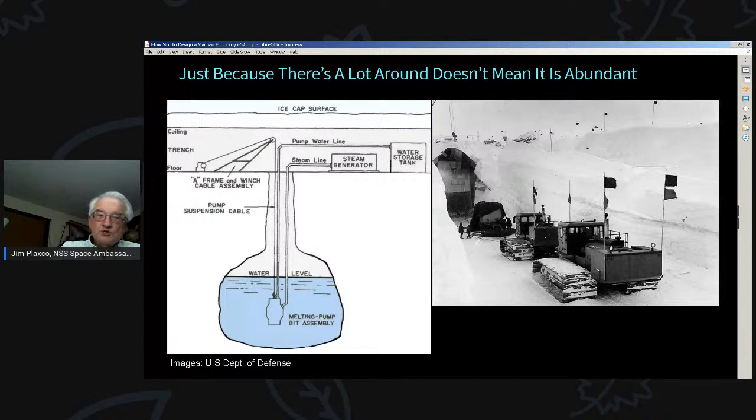So finite resources means that you have to make difficult decisions. If you want to have more water, what will you give up to get that extra water?